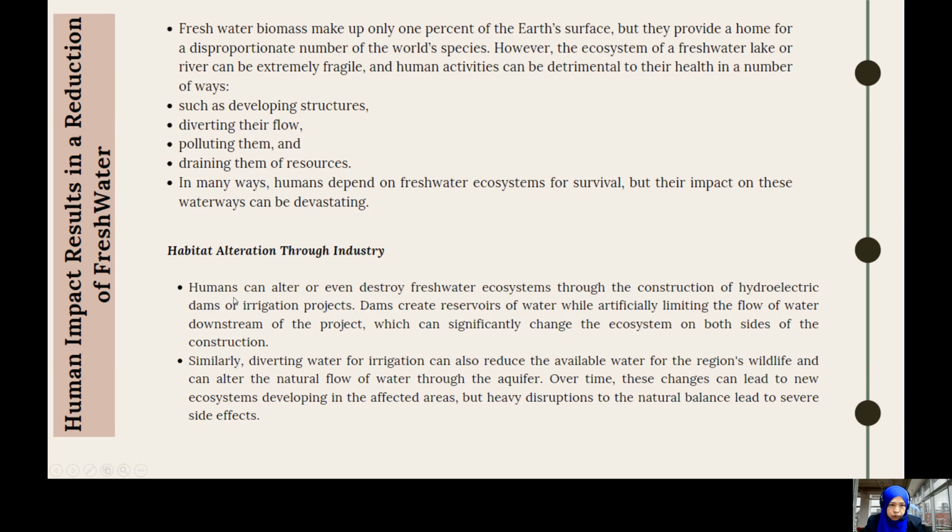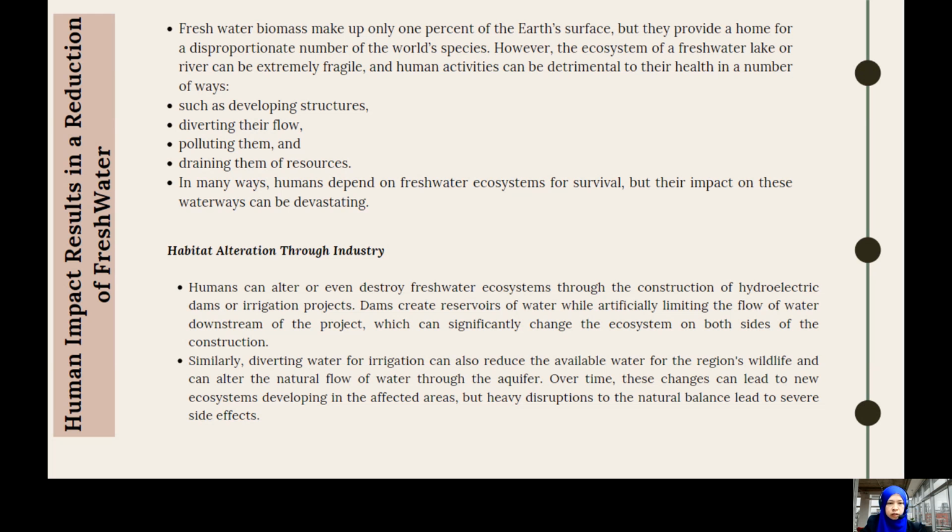Habitat alteration through industry: humans can alter or even destroy freshwater ecosystems through the construction of hydroelectric dams or irrigation projects. Dam construction artificially limits the flow of water downstream of the project, which can significantly change the ecosystem on both sides of the construction.